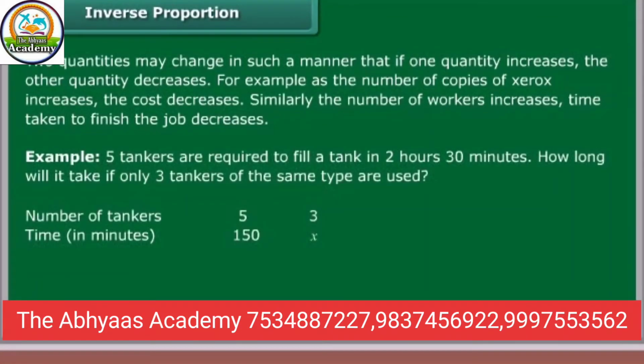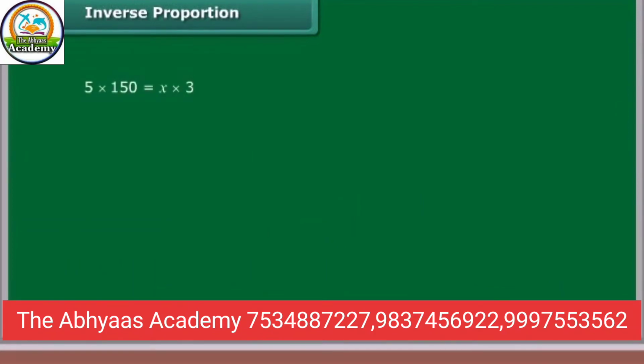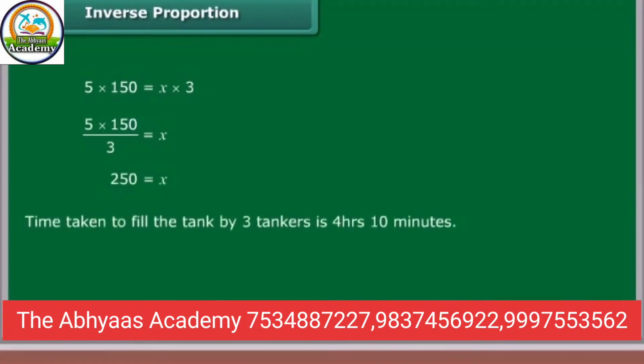Example: 5 tankers are required to fill a tank in 2 hours 30 minutes. How long will it take if only 3 tankers of the same type are used? The lesser the number of tankers, the more time required to fill the tank. So this is an inverse proportion. 5 into 150 is equal to x into 3. 5 into 150 upon 3 is equal to x. 250 is equal to x. Time taken to fill the tank by 3 tankers is 4 hours 10 minutes.